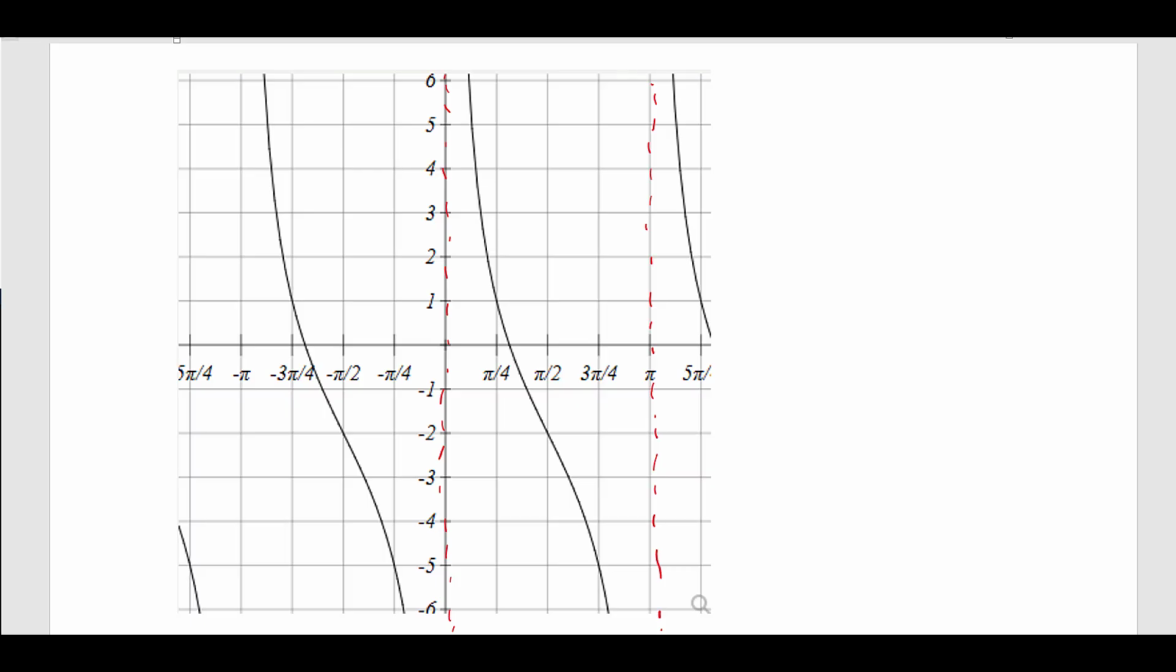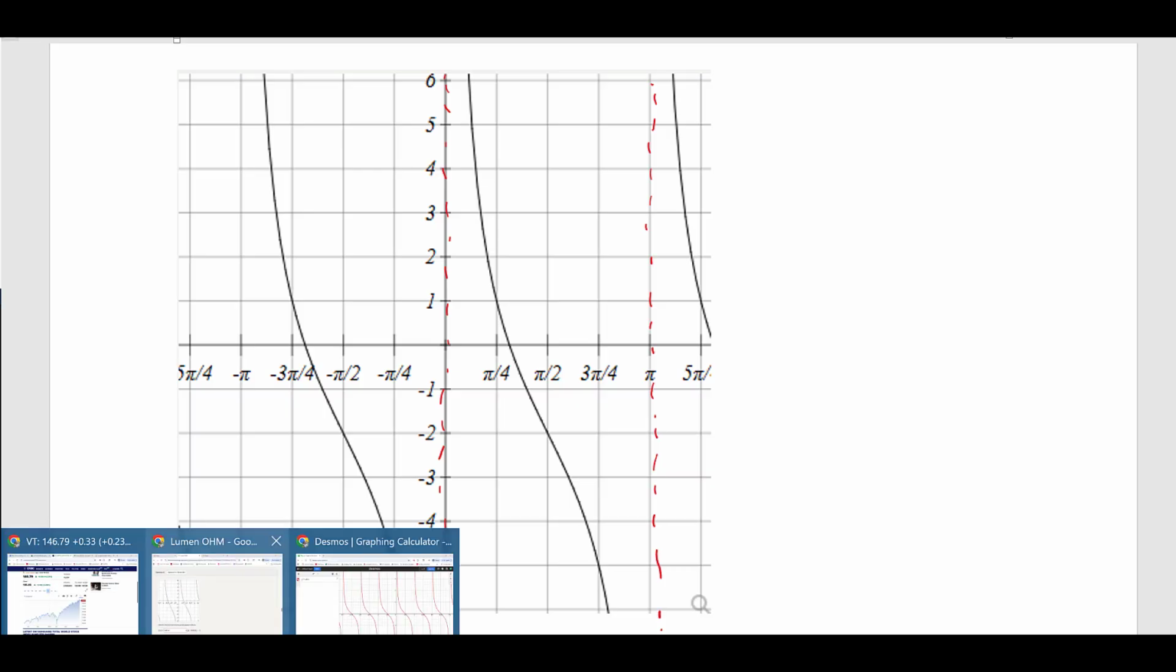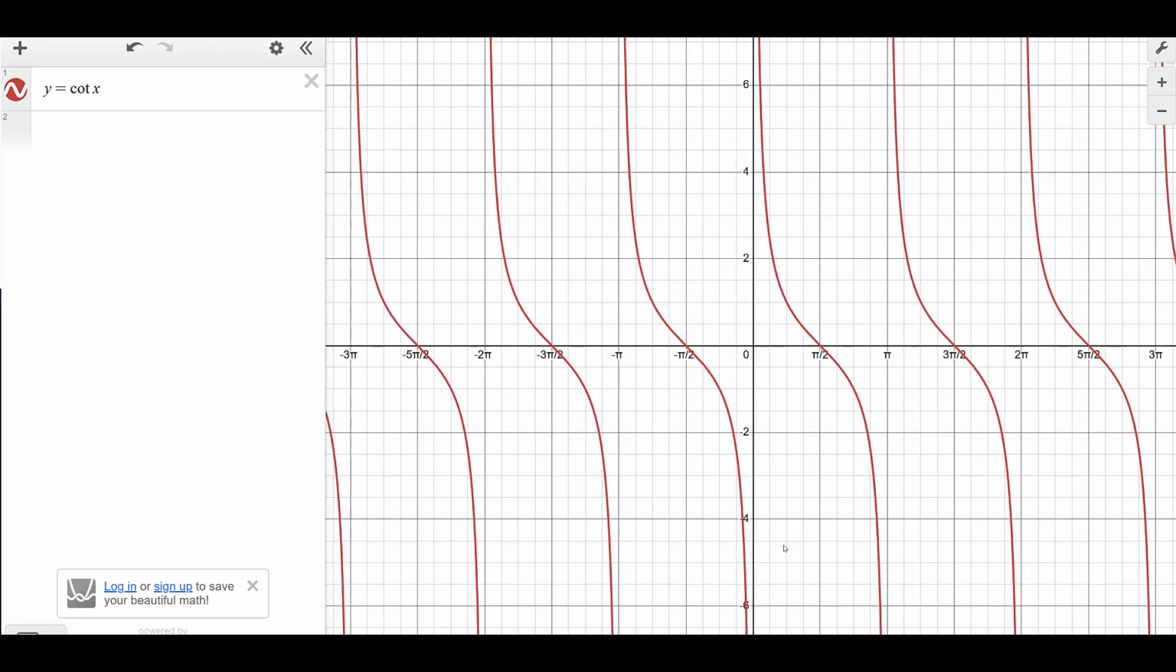So what I want to look at is, even looking at the shape, where it comes from high and goes down, comes from high and goes down. If I look at this graph right here, it looks very similar. So we have an asymptote here at x equals 0, then over at x equals pi. And so we're seeing that curve.